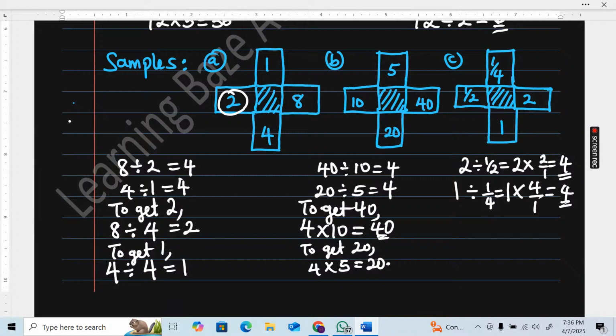Now let's move on to sample C. Time for us to do sample C. This time, what are we going to get? To get half, how do we get half?